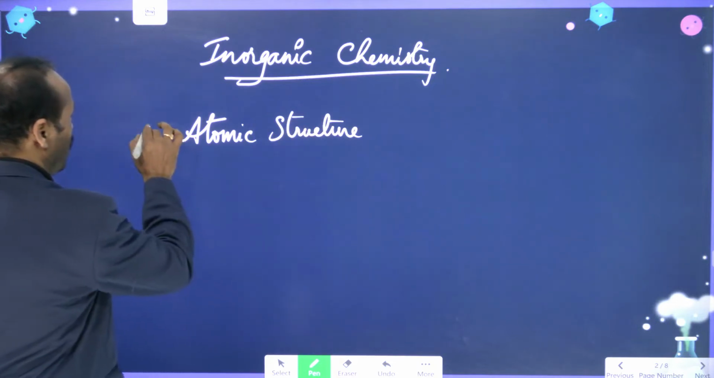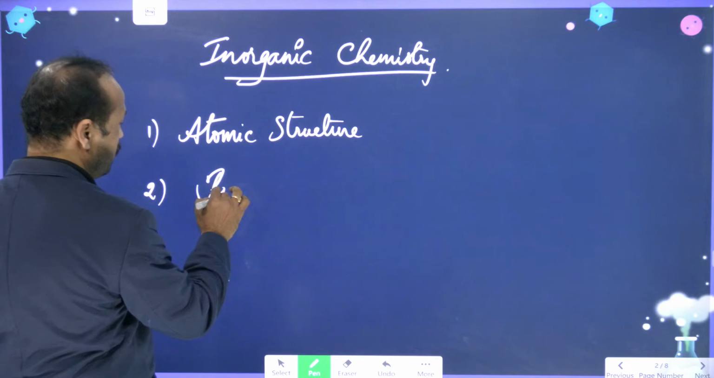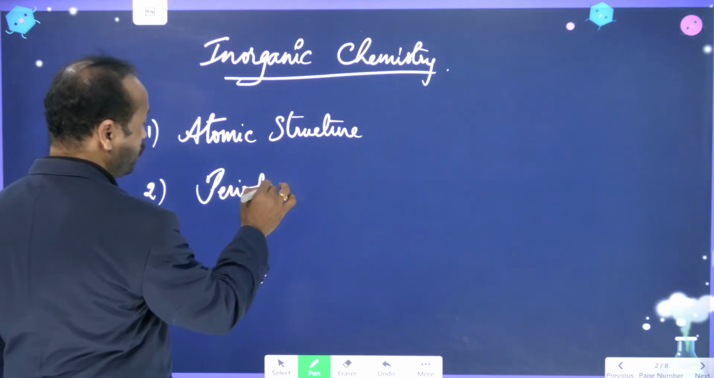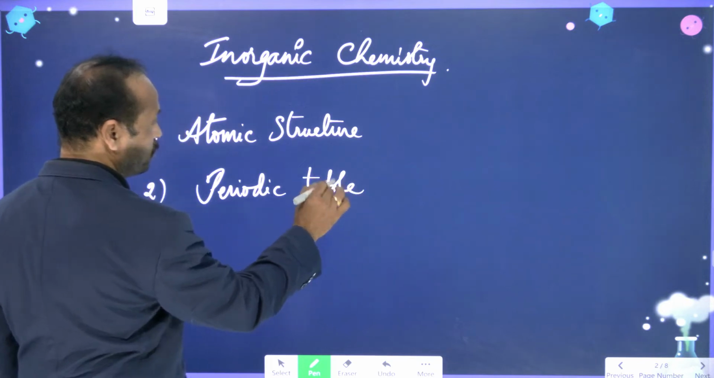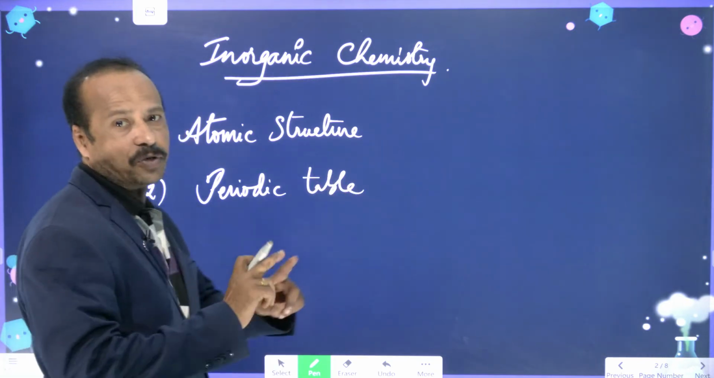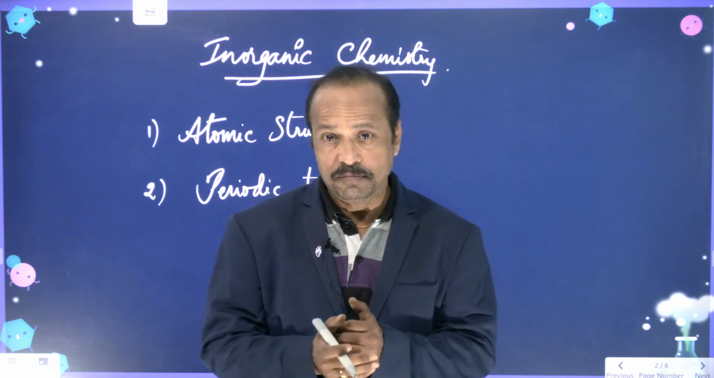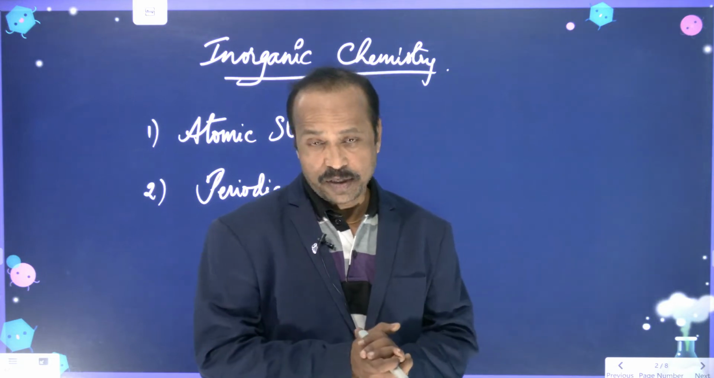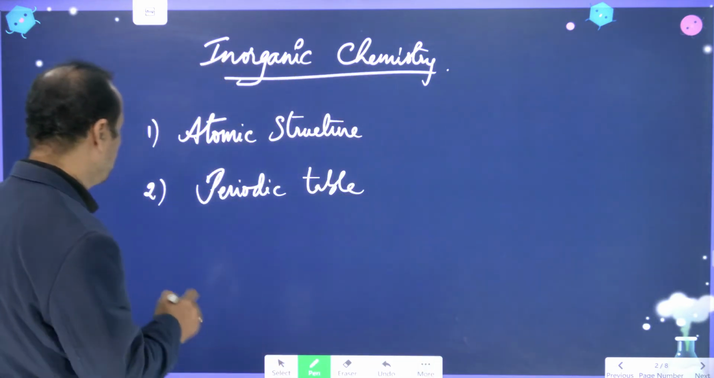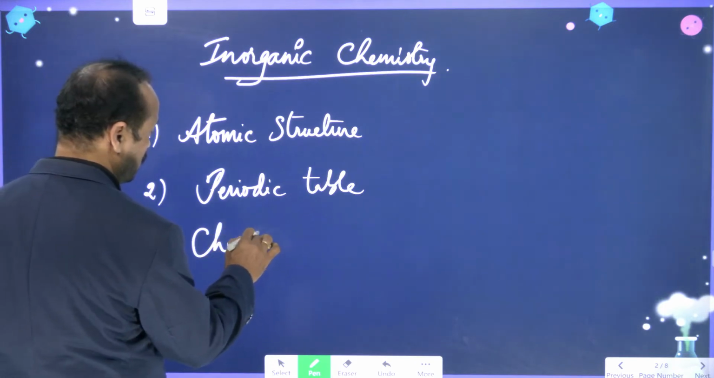And we can also discuss in this topic the periodic classification of elements, or the periodic table. Do you know about the periodic table? It is the table in which all the elements are arranged according to the increasing order of their atomic numbers and according to their properties. So we discuss the periodic table, and then we can see chemical bonding.